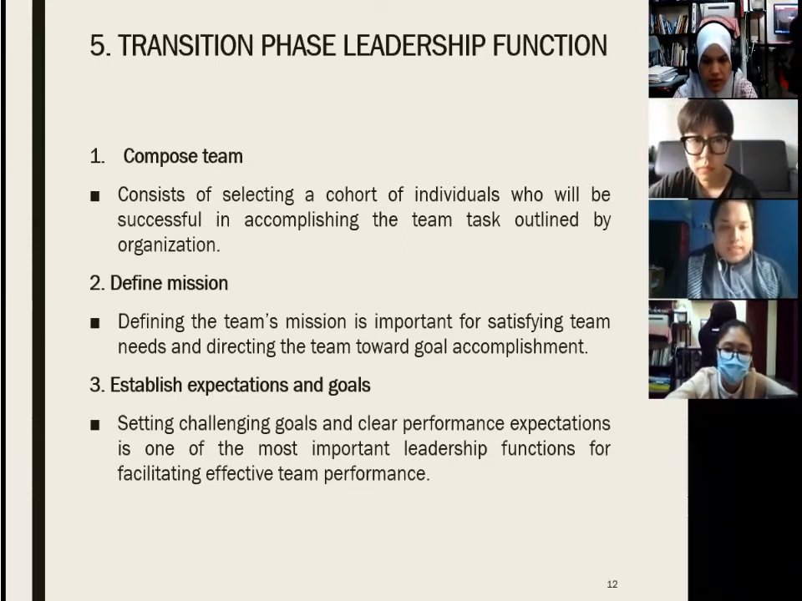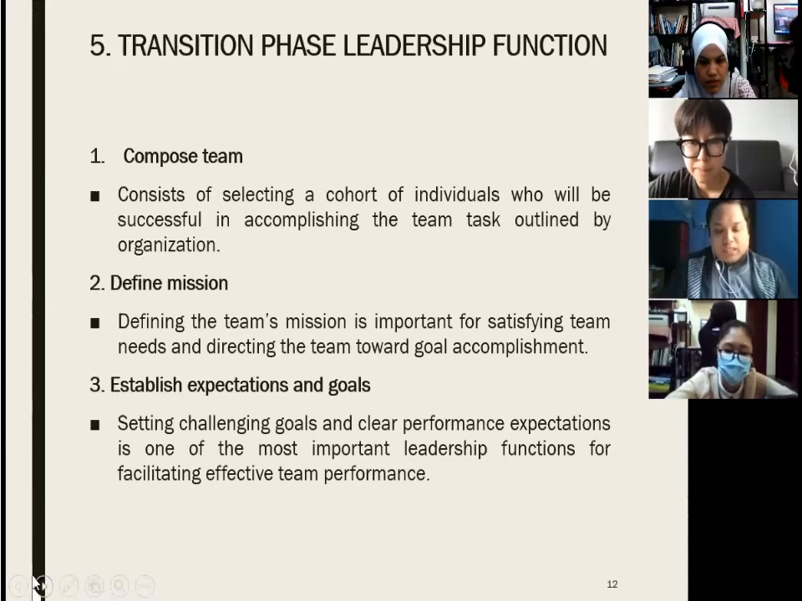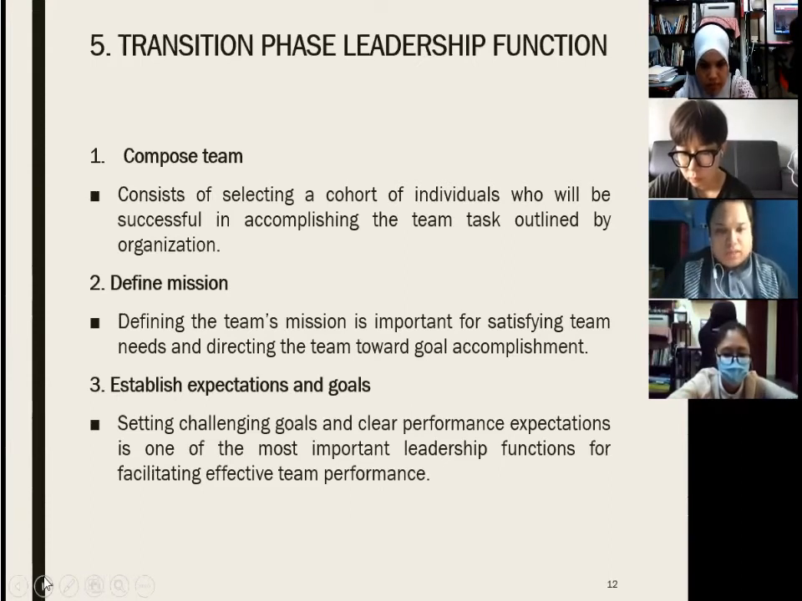The third one is establish expectations and goals. It involves establishing performance expectations and setting the team's goals. Setting challenging goals and clear performance expectations is one of the most important leadership functions for facilitating effective team performance. It's more realistic and we can know the challenges faced by the team. Next.